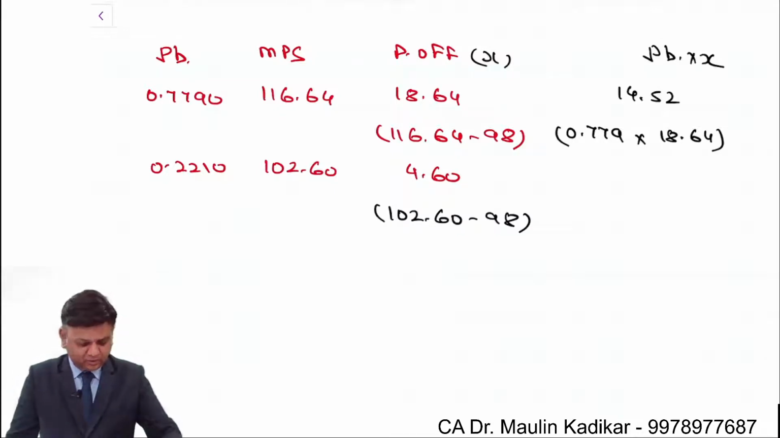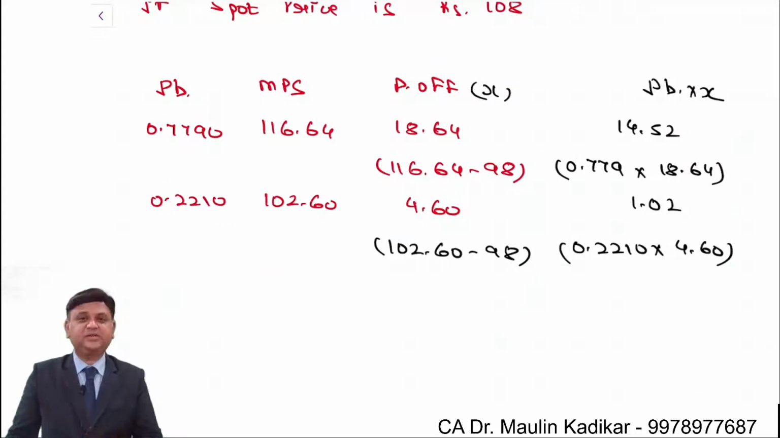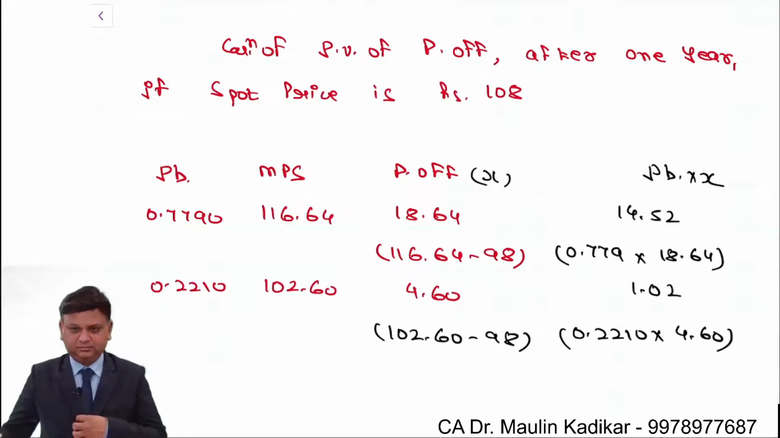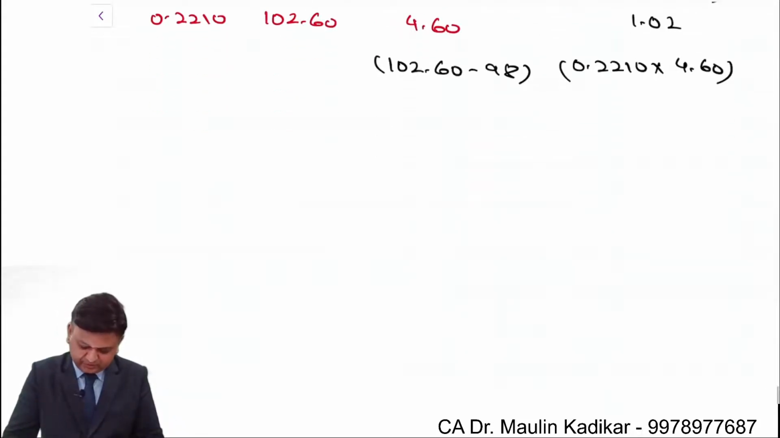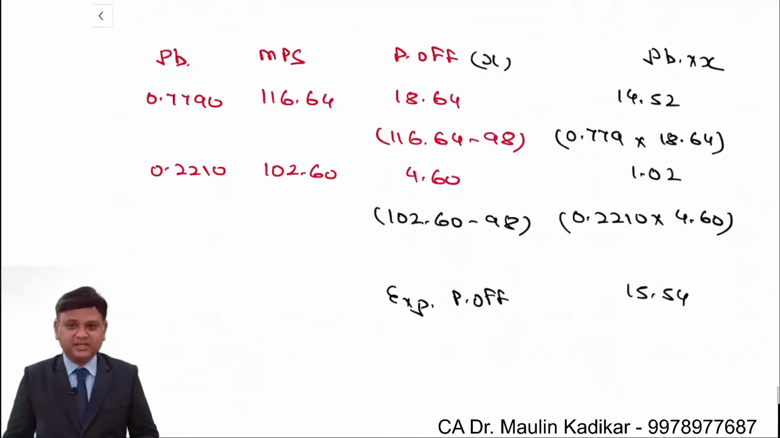0.221 into 4.6, that is 1.02. So we understand that the present value will be the amount of premium, that is the amount of the payoff. It is 14.52 plus 1.02, that is 15.54. This is the expected payoff, and this amount is going to be received at the end of the second year.